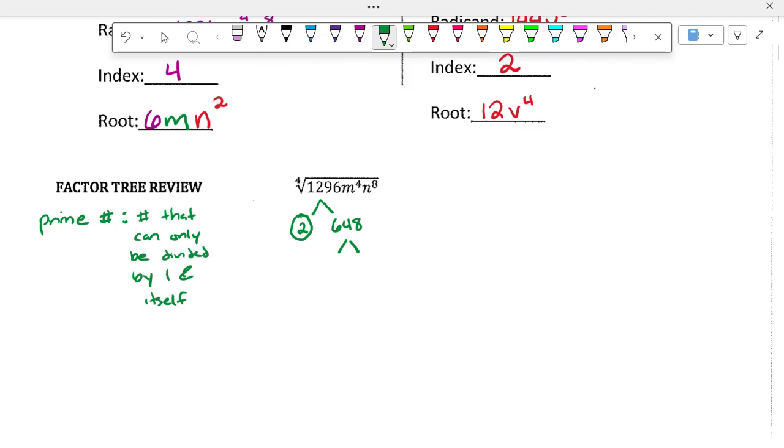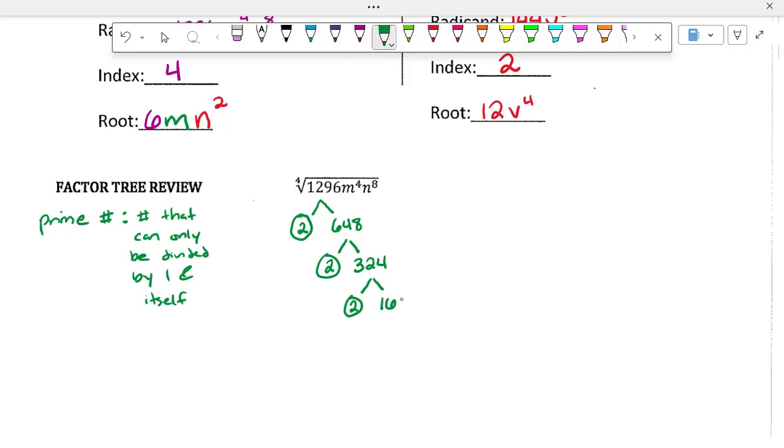Anyone? You can break it down into 2 and 324. Yep, still an even number, still can break it down by 2. Sometimes the easiest, most obvious one is just the easier way to go. All right, 2 is still prime, 324 is obviously not. How can I break down 324? Divide by 2 again. So what is 2 divided into 324?